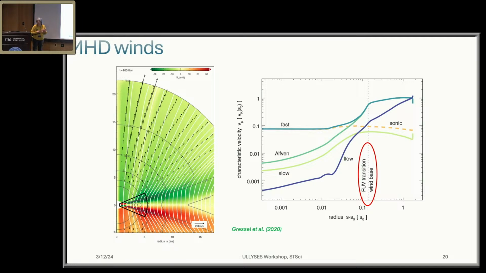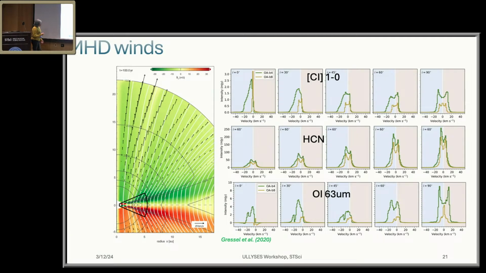And that's, I think, a very critical aspect of trying to figure out what the mass loss rate is going to be, because that tells you where the wind base is, and that tells you how much mass you're loading into the wind. And I think this is also something that underscores the need for doing FUV. And in that paper, they also tried to come up with line profiles, which of course you would like to observe.